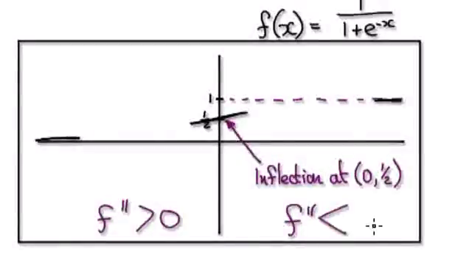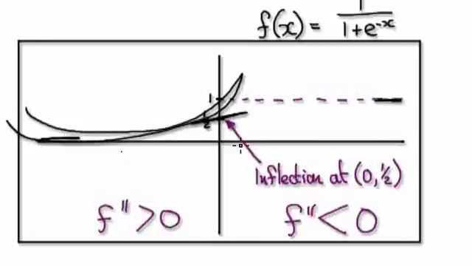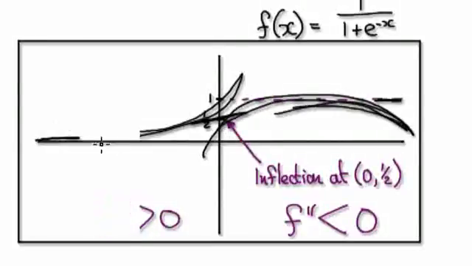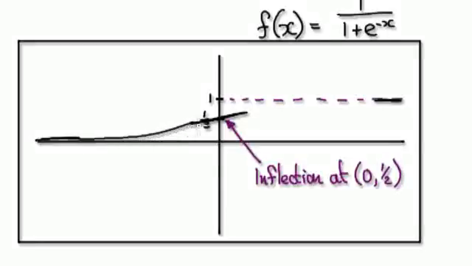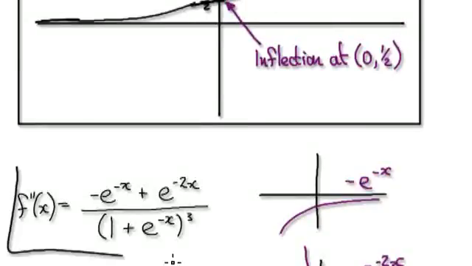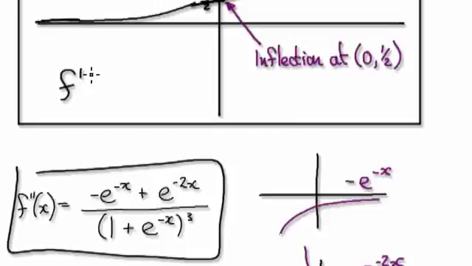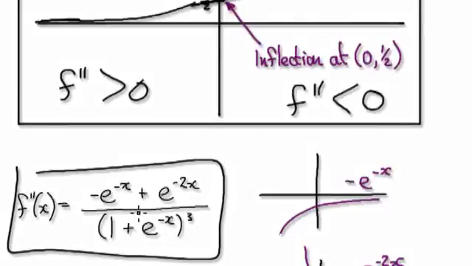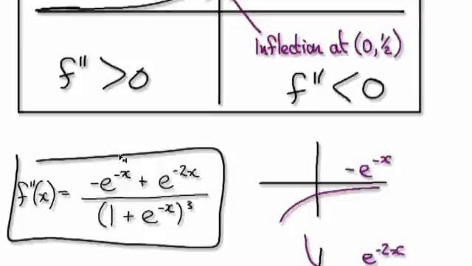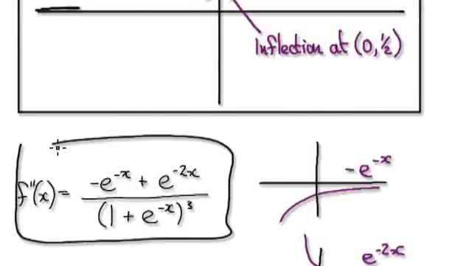And as it turns out, f double prime when x is above 0 will be negative, meaning that this thing here will concave up here, and over here it will concave down. You probably have to pause the video and really think for yourself why f double prime is positive here, and why f double prime is negative here. Think for yourself, because it's taking too long to explain.